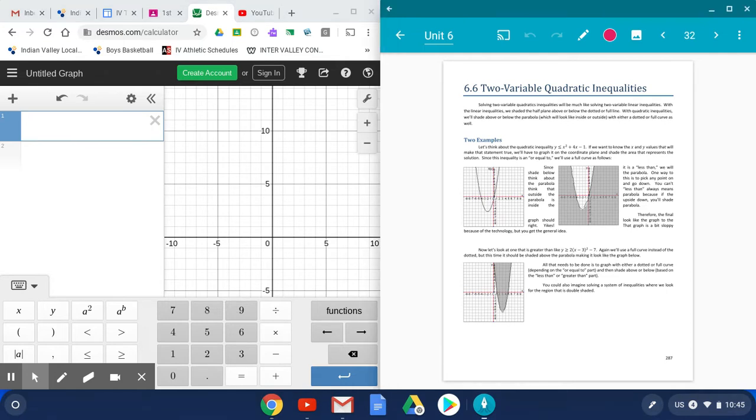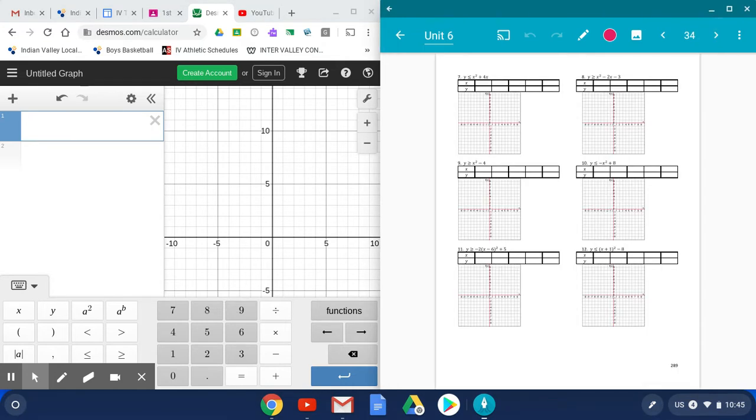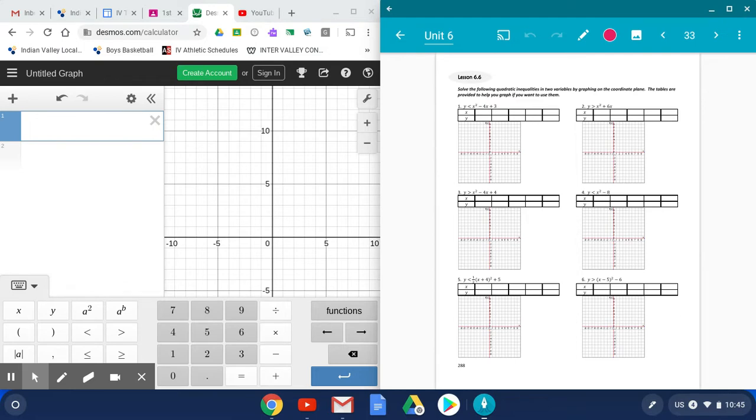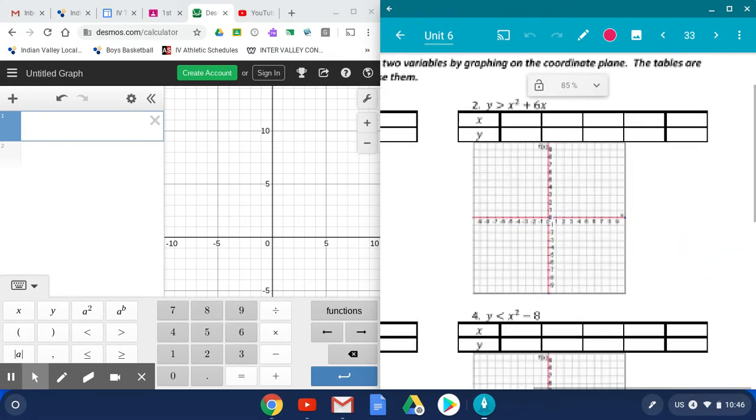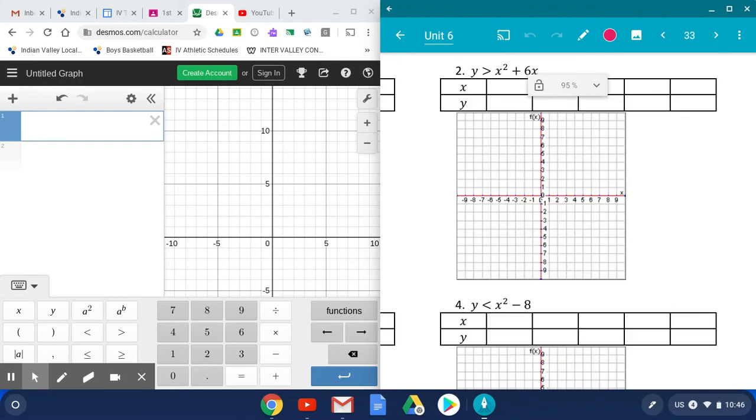I'm going to go ahead and do the even questions, just like we did in section 6.5, and show you exactly what I want. The directions say solve the following quadratic inequalities in two variables by graphing on the coordinate plane. The tables are provided to help you graph if you want to use them. In other words, we don't necessarily have to fill out those tables if we don't. I'm going to do that as many times as I can, or remember to, without getting too bored.